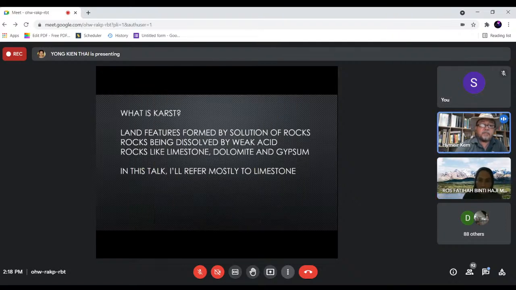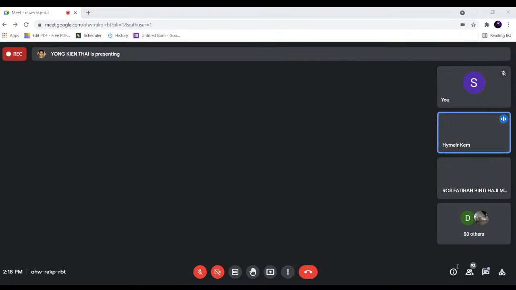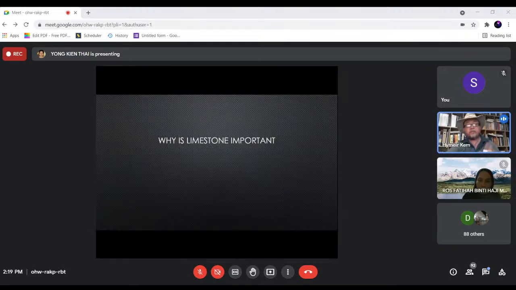Next, please. So what is karst? Basically, it's land features formed by solution of rock, the rock being dissolved by weak acid, as I mentioned just now. And these are rocks like limestone, dolomite, and gypsum. In Malaysia, it's predominantly limestone. There's still a lot of dolomite; I think you find a lot of dolomite up north. So in these talks, I'll refer mostly to limestone. So why is limestone important? This is the crux of the matter. Why do we want to care a lot about limestone? Next slide, please.